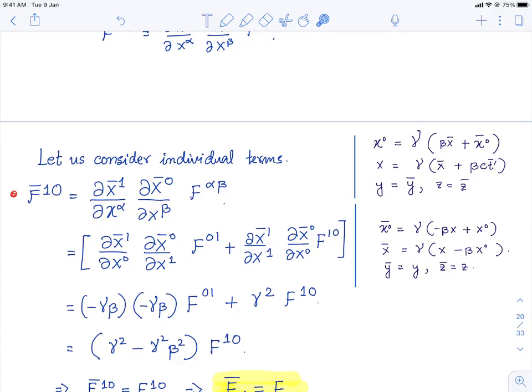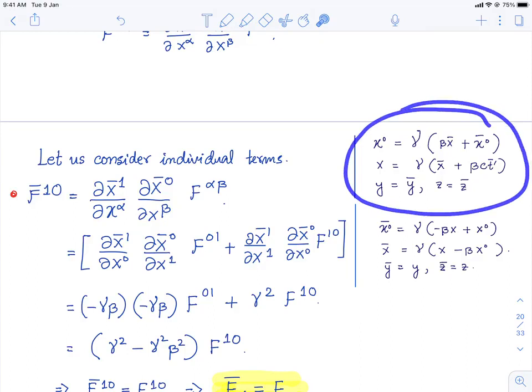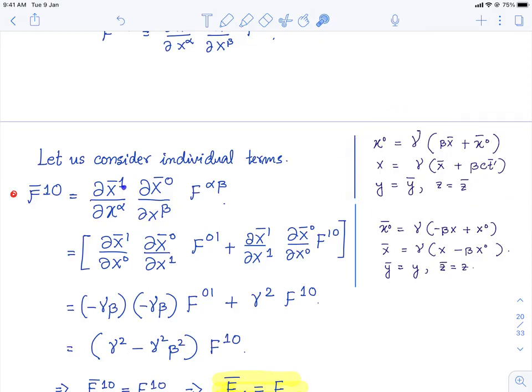You notice in this transformation for a boost along the x direction, the only things x1 bar depends on are x and x naught. So alpha can only take the value 1 or 0. So I start with the 0 value. Then if this is a 0, this has to be a 0. But if this is a 0, beta can never be 0. Beta can be 1, 2 or 3.